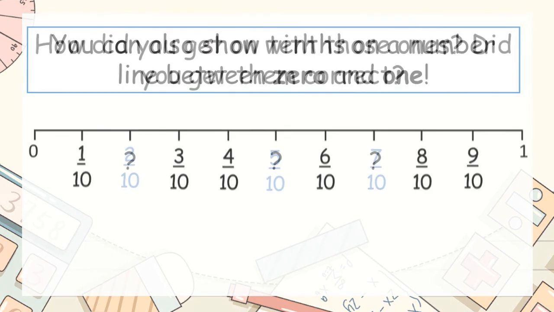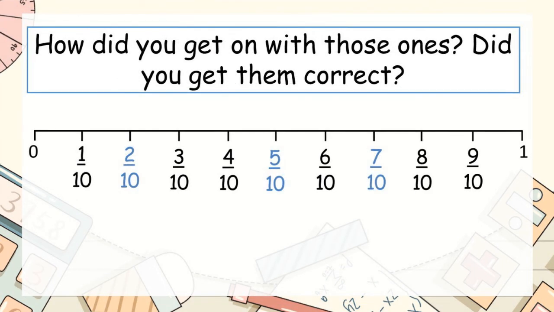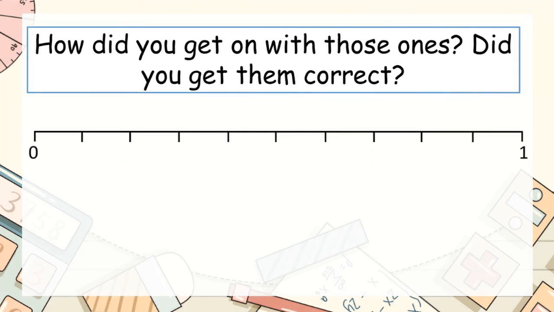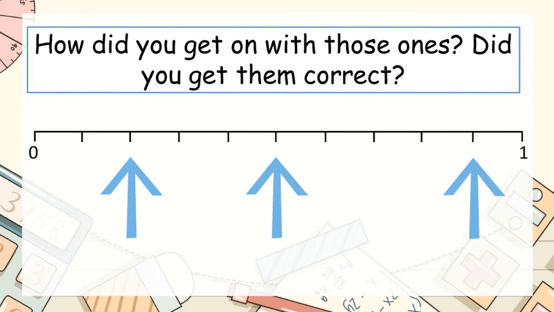Well, how did you get on? Here's what you should have got: 2/10, 5/10, and 7/10. If I took away all of the numbers and just left 0 and 1 whole, can you figure out what value would be at this point, and this point? Remember, we're still talking about tenths here. Pause the video and see if you can figure out what the answers would be.